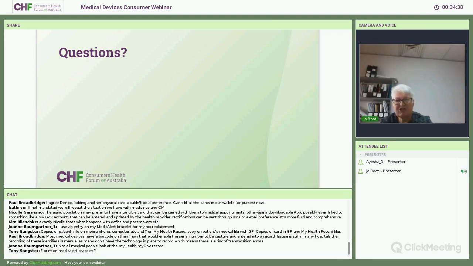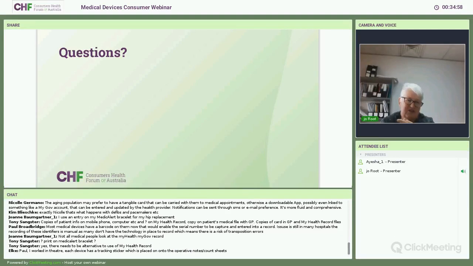As Aisha's looking at the questions and we see what the questions are, I noticed there's been quite a lot of discussion in the chat about putting this up on My Health Record. I think this would seem to be one of the most obvious places to put this information. The information that's on the patient implant card, My Health Record, would seem to be an obvious place.